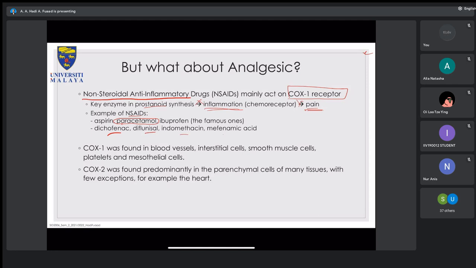So COX-1 was found in blood vessels, intestines, and so on. As I mentioned, in all the cells. COX-2 is predominantly in parenchymal cells of many tissues, with few exceptions, for example, the heart. So the heart doesn't have any COX-2, it's mostly COX-1.